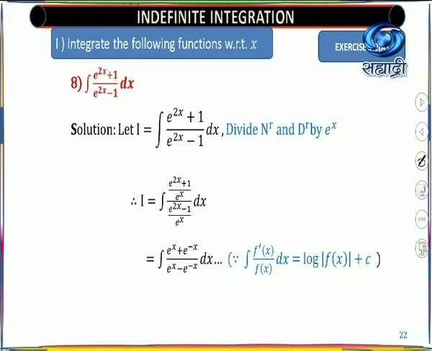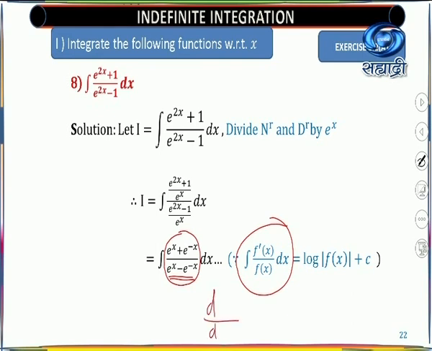Now look at here, this value we already got. This is the replacement of your function, that is (e^x + e^(-x)) / (e^x - e^(-x)). Now this is in the form of integral f'(x) / f(x) dx. For that we must know the derivative of the denominator, because f(x) is in the denominator.